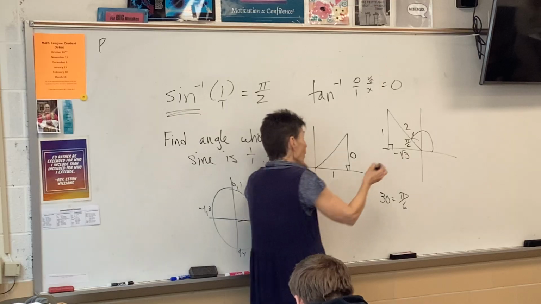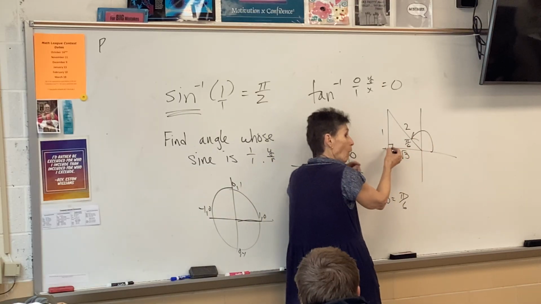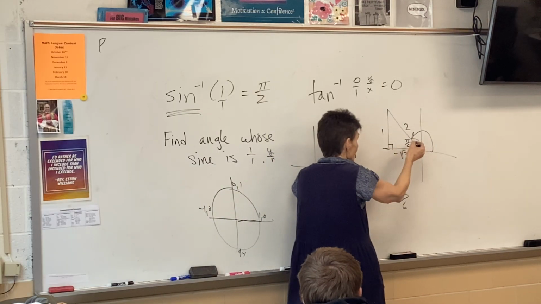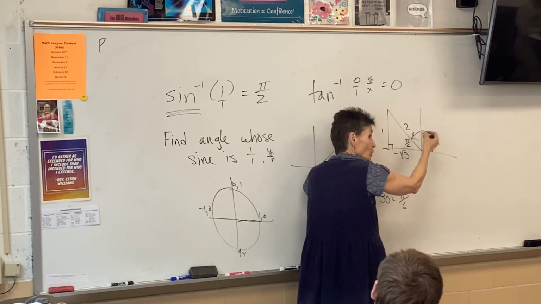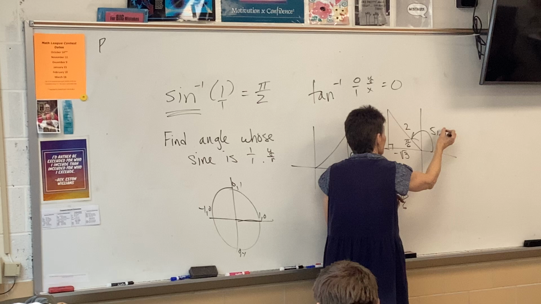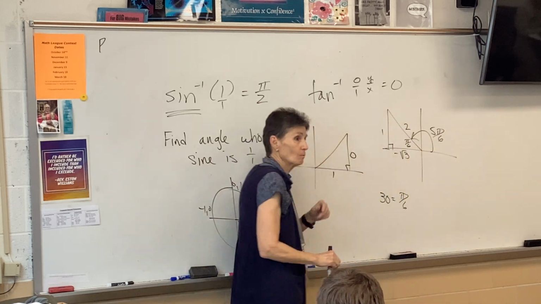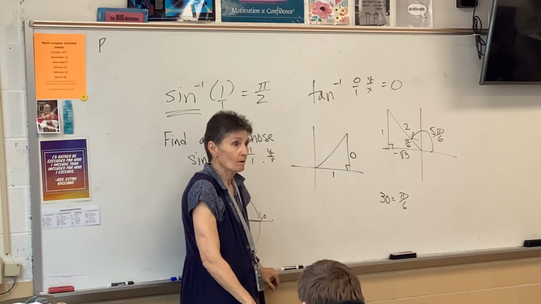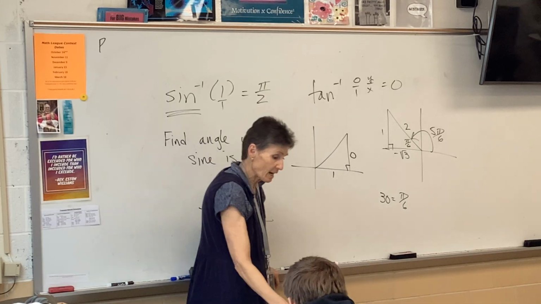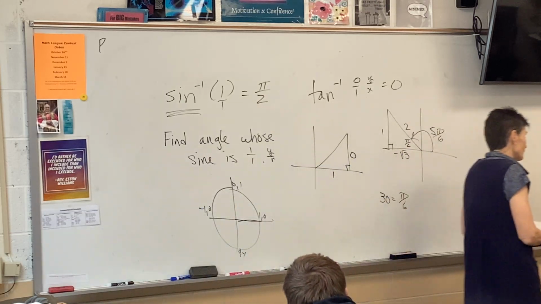So if all the way to here is a whole pi, but this is a 6th of it, then all the rest would be 5/6. And the answer is 5 pi over 6. All right, I put that aside. You can do the rest of it on your own.